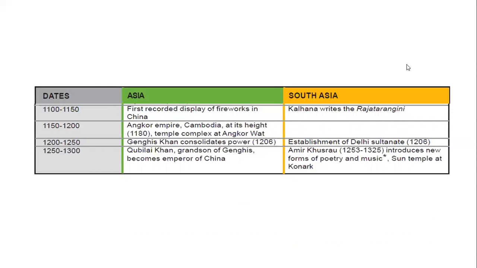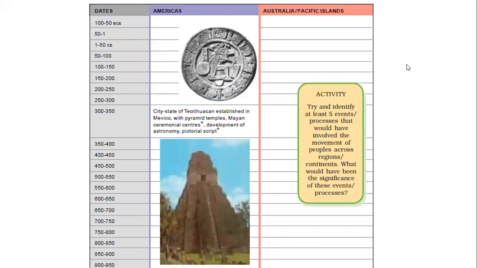So we have finished 4 regions: Africa, Europe, Asia, and South Asia. Now we will study America and Australia. In America, in 300 to 350, city-state of Teotihuacan established in Mexico, with pyramid temples, Mayan ceremonial centers, and development of astronomy pictorial script.